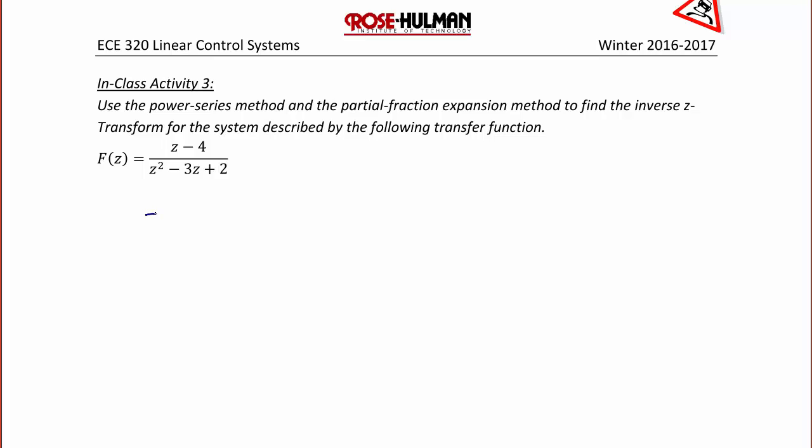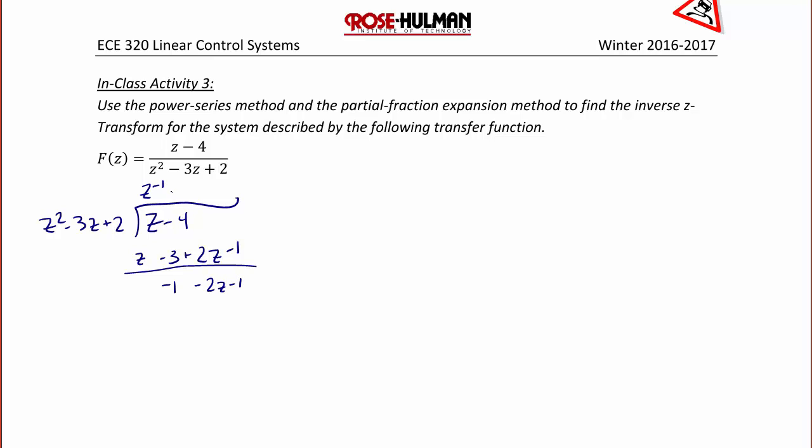So I'm going to have Z minus 4 divided by Z squared minus 3Z plus 2. My first term will be Z to the negative 1, and when I multiply, I get Z minus 3 plus 2Z to the negative 1. Then I subtract, and I get negative 1 minus 2Z to the negative 1. The next term is negative Z to the negative 2, and when I multiply, I get negative 1 plus 3Z to the negative 1 minus 2Z to the negative 2.